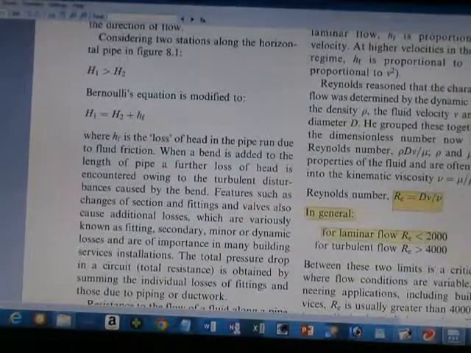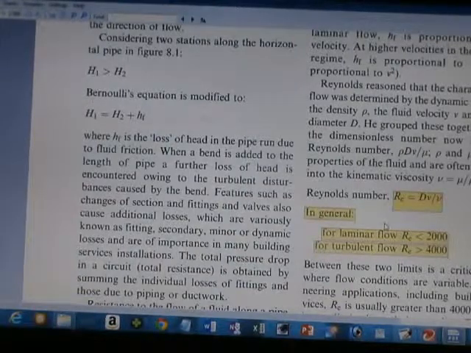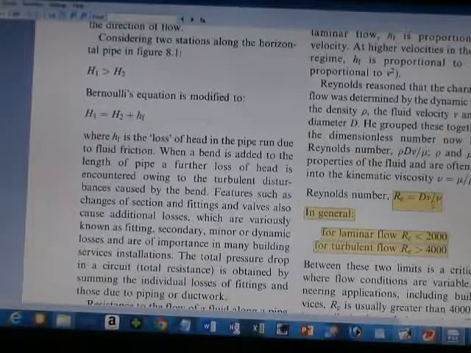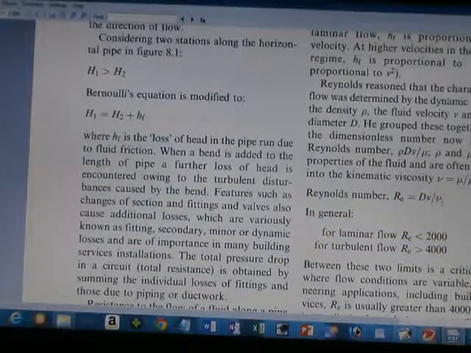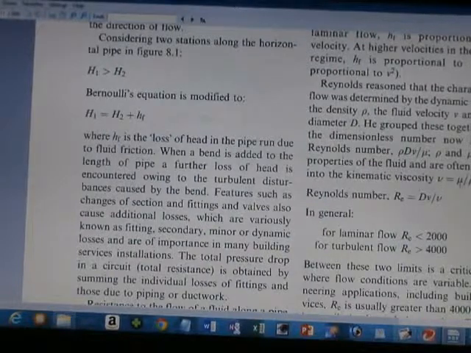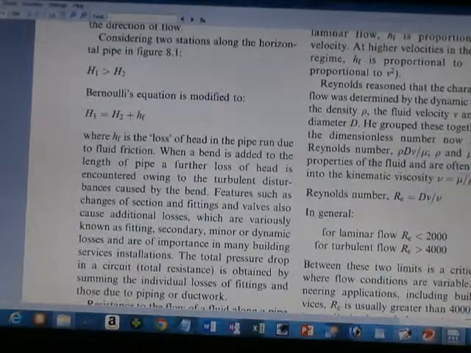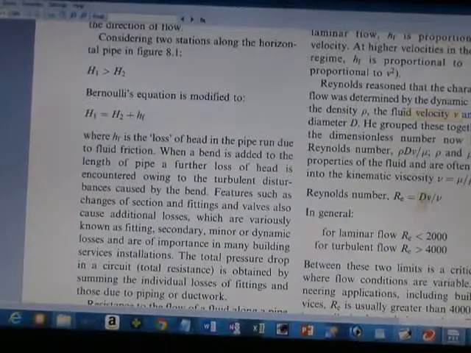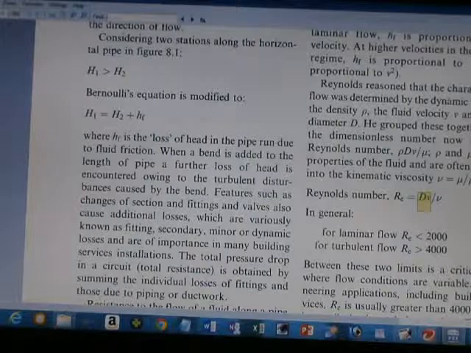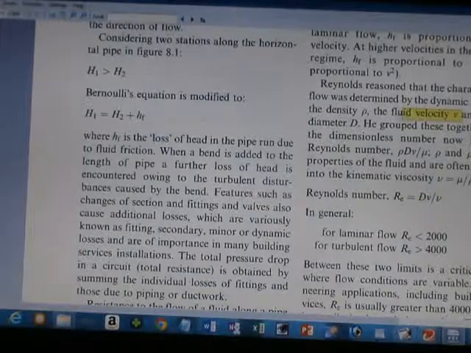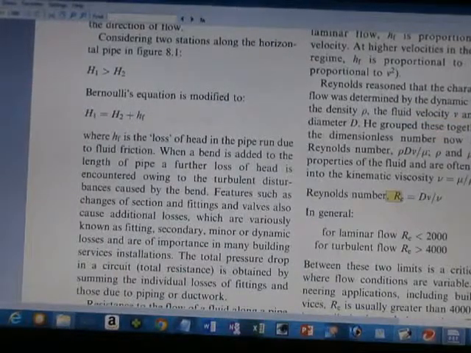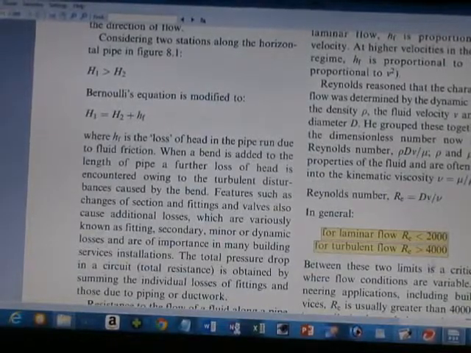Friction differs depending on the Reynolds number calculation. The Reynolds number is Re = vD/ν, where D is the pipe diameter, V is the fluid velocity, and ν is the kinematic viscosity. So depending on the flow, Re can be determined like this.